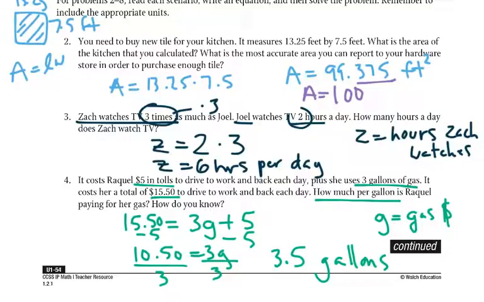Oh wait, no, it was cost, wasn't it? Right, remember, gotta remember what the G stood for. Not gas, the money. So I could write it probably a little better. So $3.50 per gallon is how much it's going to cost her.